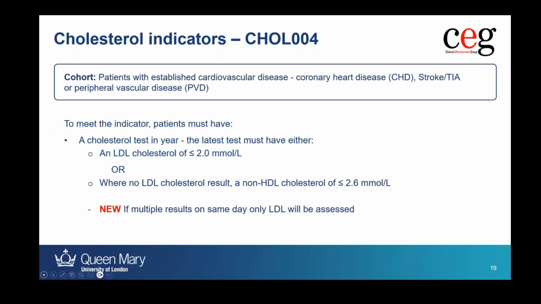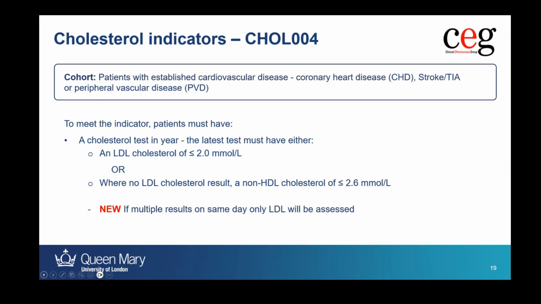Looking now at cholesterol 04, now this is around patients with established cardiovascular disease, so coronary heart disease, stroke, TIA, or peripheral vascular disease. This indicator is not looking at CKD patients, unless they also happen to have CVD. Now, and it's looking at cholesterol targets.